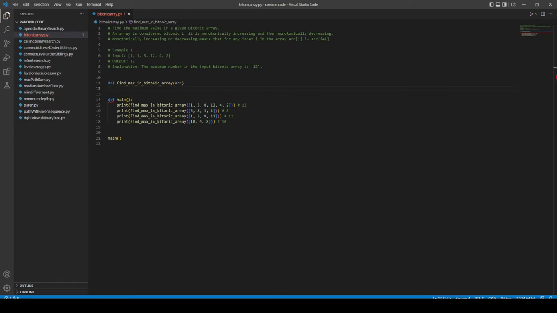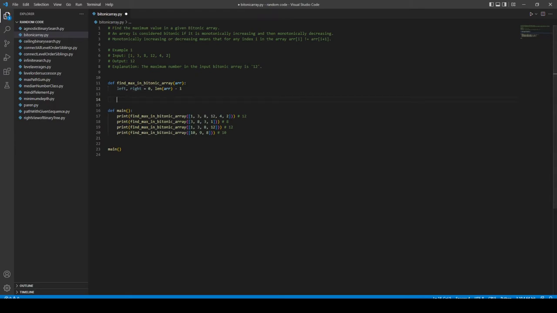We still want to do binary search, so we're going to do left, right is equal to 0 and length of array minus 1, because we need our bounds. We have three major differences in how we find our solution in this binary search problem. The first one is while left is less than right. We don't actually want it to be equal.